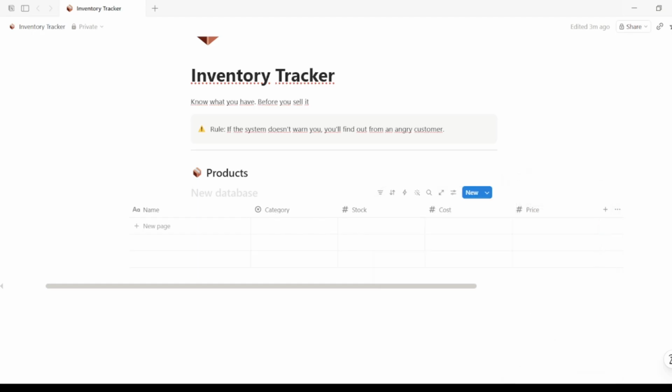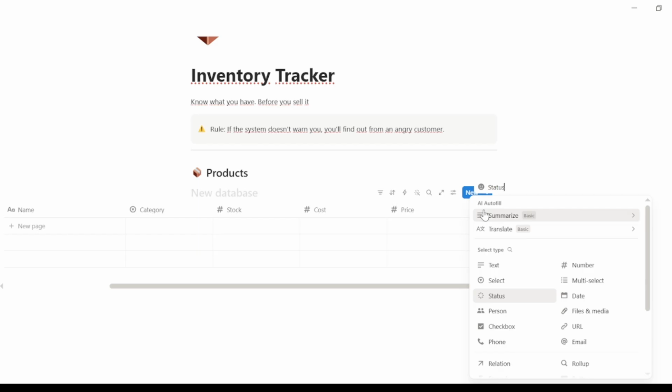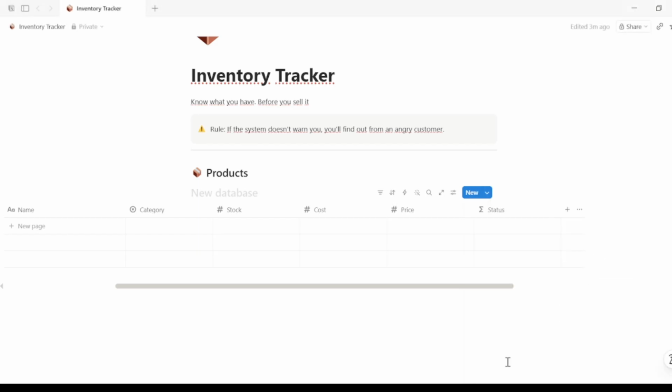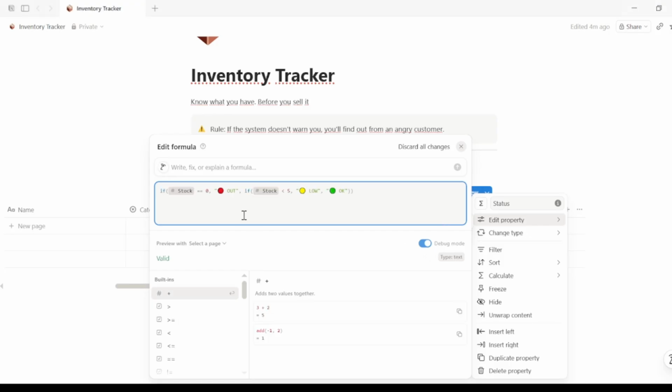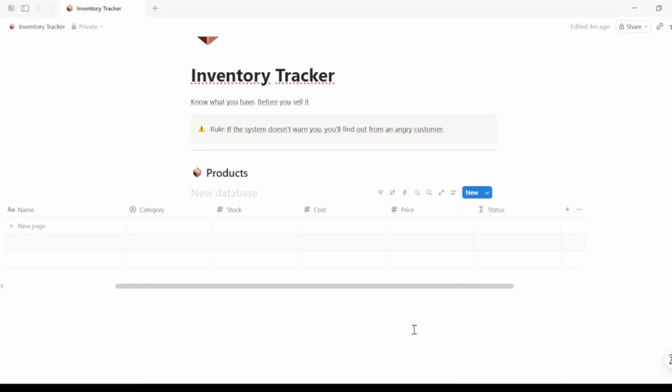And this is the property that changes everything. A formula. If stock is 0, it says red, out. If stock is under 5, yellow, low. Anything else? Green, okay. Marcus never has to calculate anything or check anything. The table tells him. That's the difference between a spreadsheet and a system. One stores, the other warns.